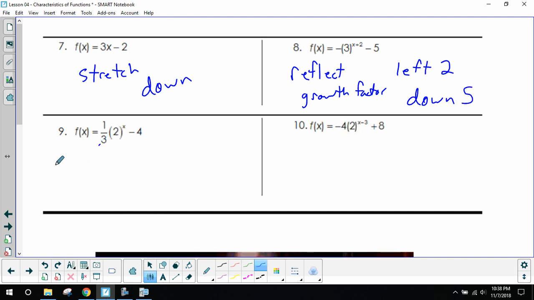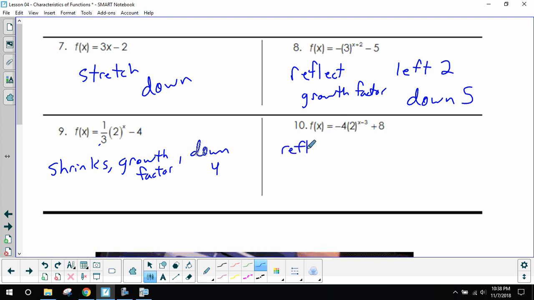Almost there. Grand finale. Reflect. 2 is greater, so it's growth factor. Negative 3 next to the X means we went to the right 3. That's an R. And 8 means you went up 8.